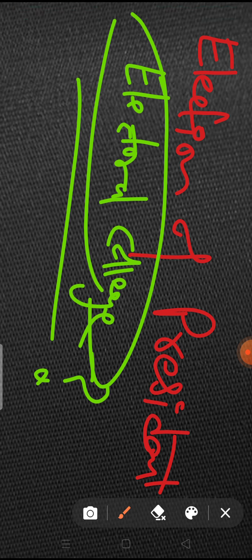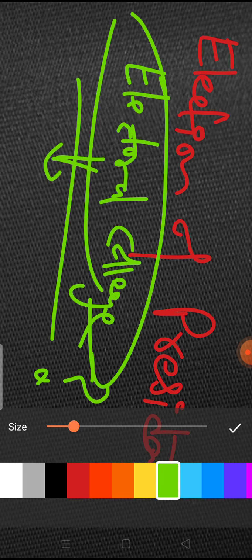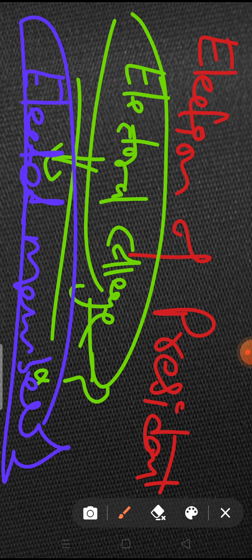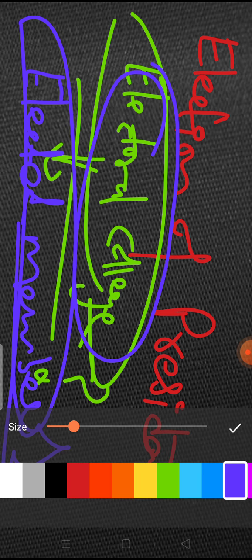Whosoever constitutes this electoral college, remember one thing: they will be elected members. No members would be nominated. Remember, no members would be nominated. In electoral college, every member would be elected. Fine. So let's discuss who are these members or the people who constitute this electoral college.